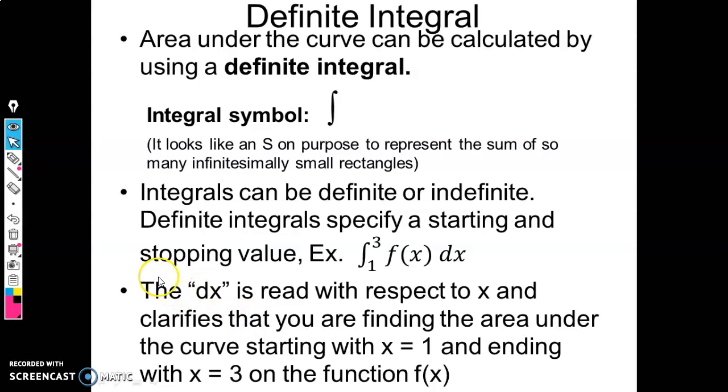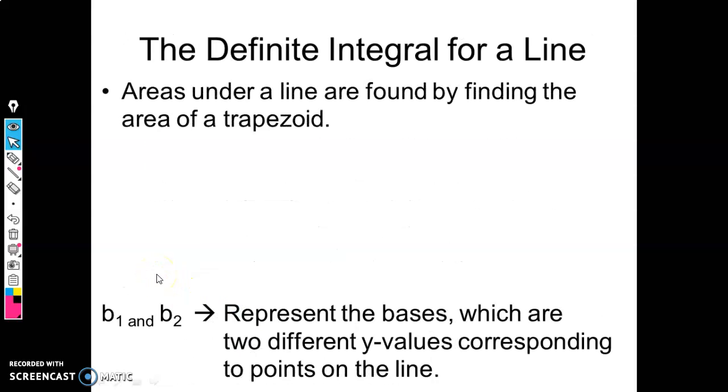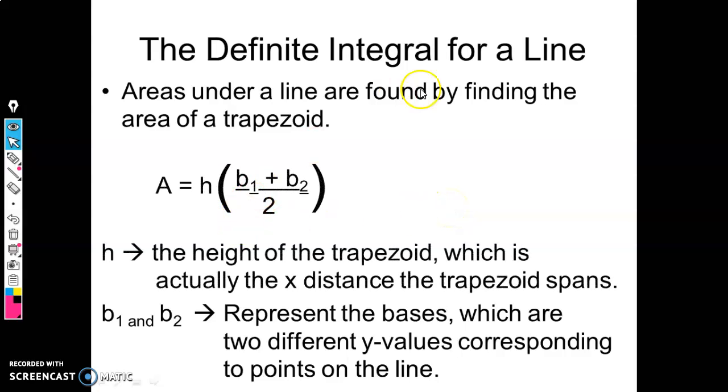All right, so let's check out a couple examples here. We're going to do the area underneath a line. That's a slanted line. So we're going to use the area formula for a trapezoid to figure out the area underneath a line.